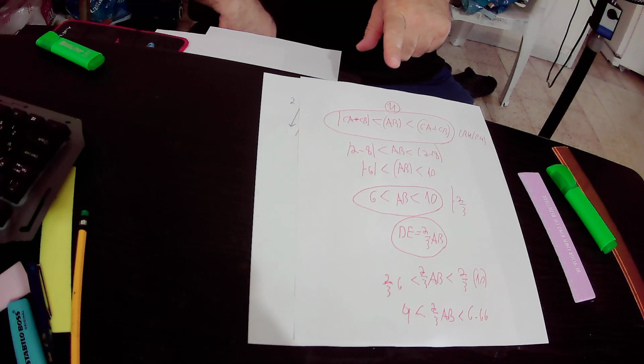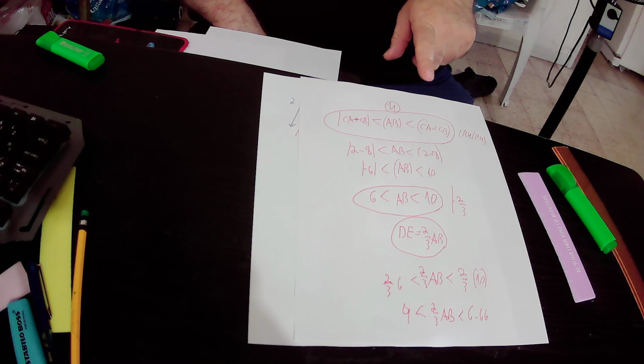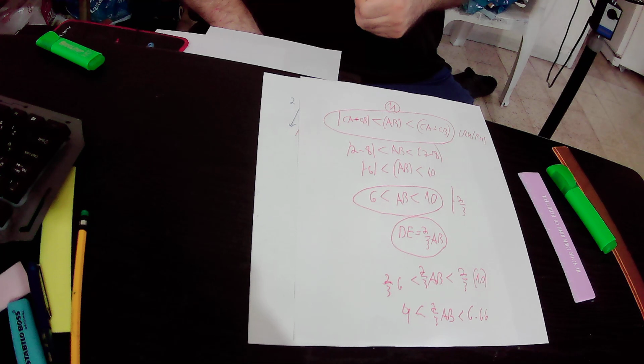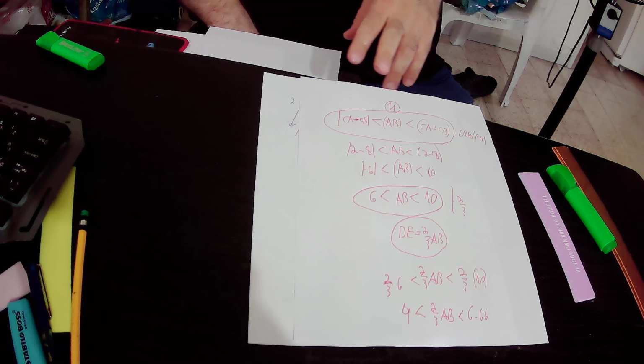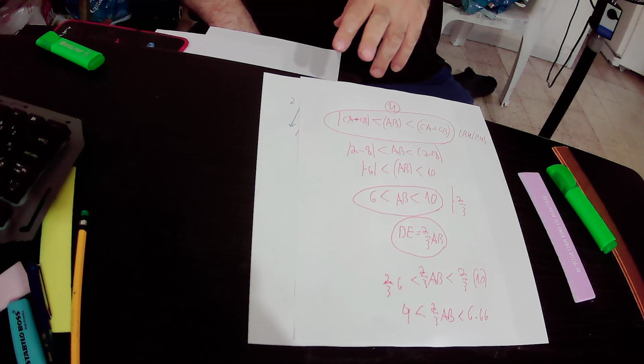Side AB of triangle ABC is smaller than the sum of the other two sides. That is to say, AB is smaller than CA plus CB from one side, but from the other side, AB is bigger than the difference between the two other sides. That is to say, AB is bigger than the absolute value of CA minus CB.